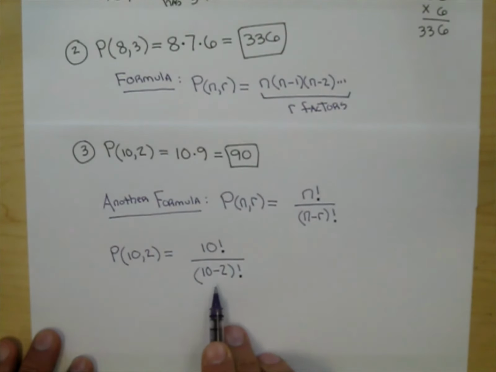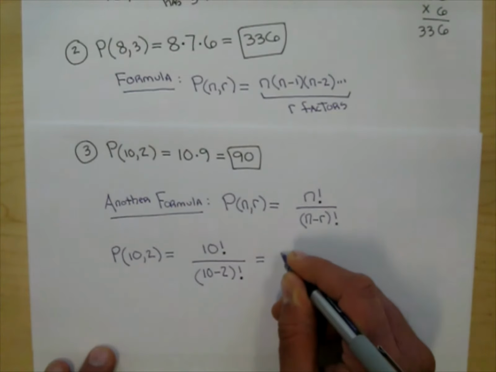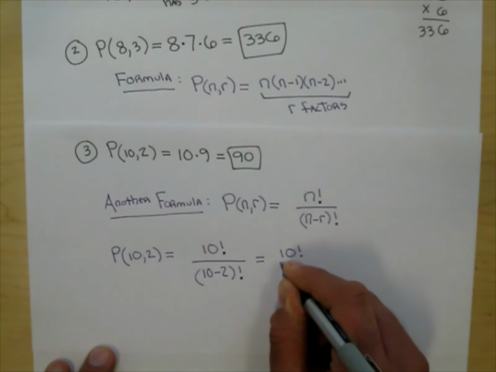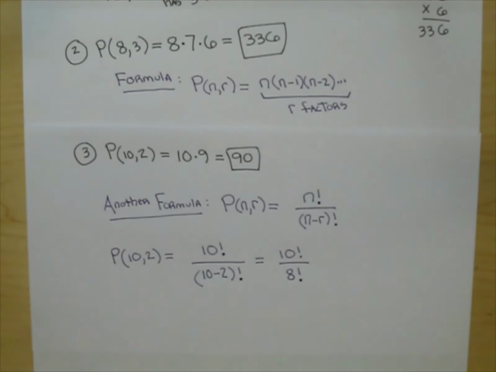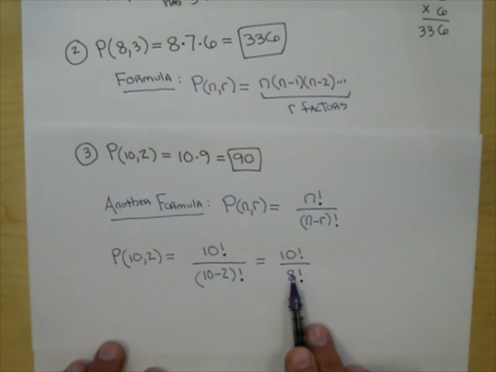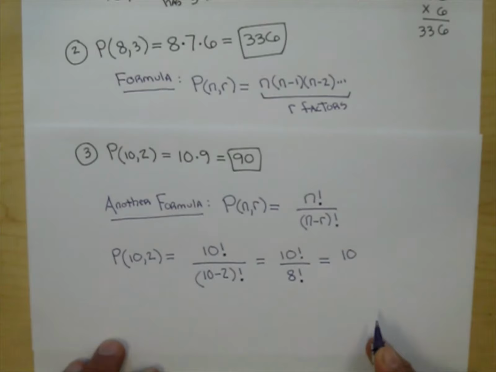Now, parentheses have the highest power, in terms of order of operations. I didn't mean to use the word power there, but they're the highest on the pecking order. So 10 minus 2, I simplify that to 8 inside the parentheses. So this is 10 factorial, and on the bottom you have 8 factorial. Now I've got to simplify this. Now watch this. The top is 10, 9, 8, 7, 6, 5, 4, 3, 2, 1, and the bottom is 8, 7, 6, 5, 4, 3, 2, 1.